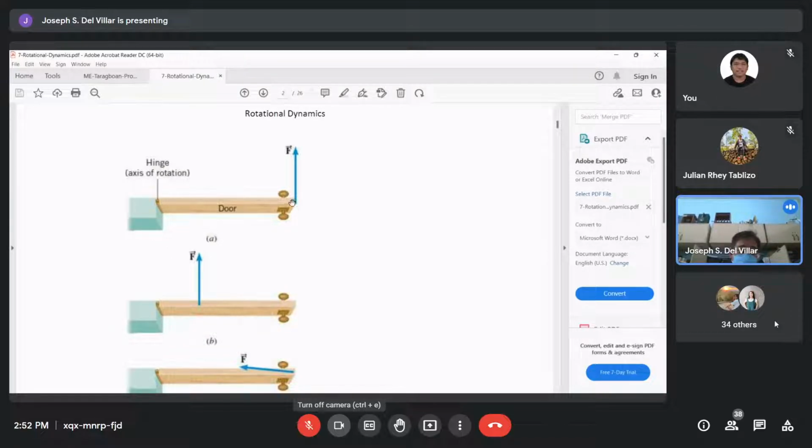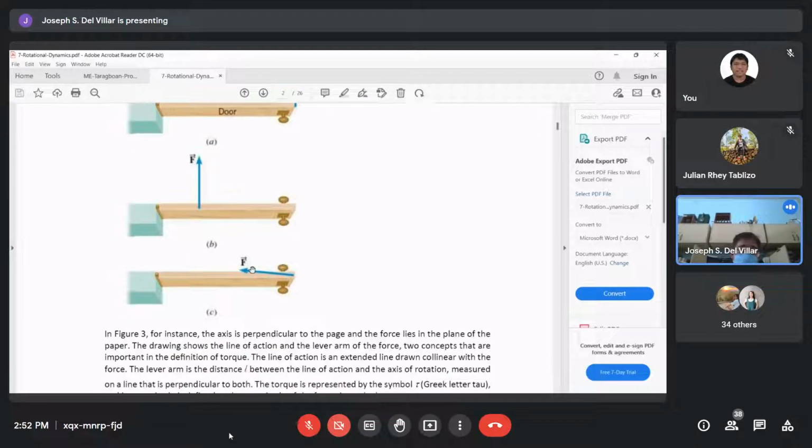Yung force, ito yung distance sa A. Lever arm. Okay? So dito maliit yung torque simply because the lever arm is too short. Dito naman sa A, the torque is large because the product of the force and this perpendicular distance or lever arm is greater.